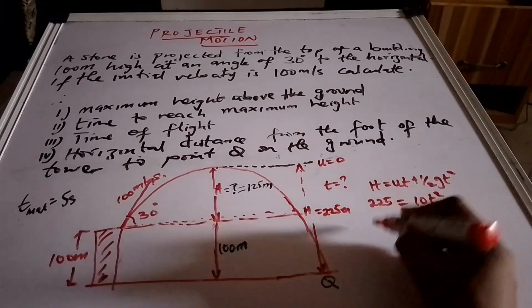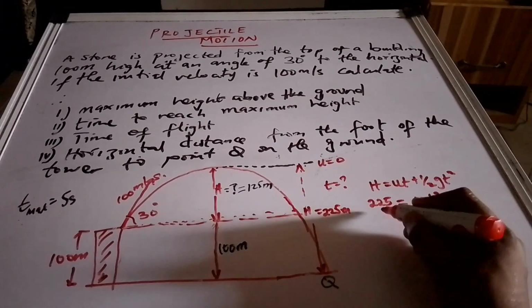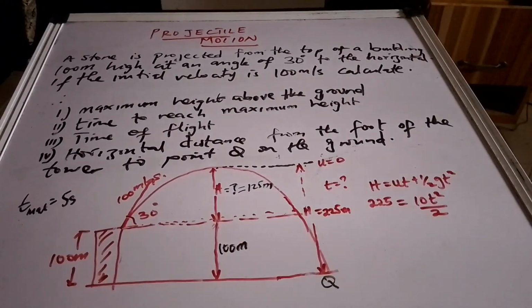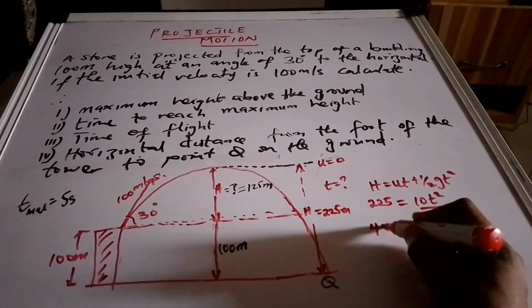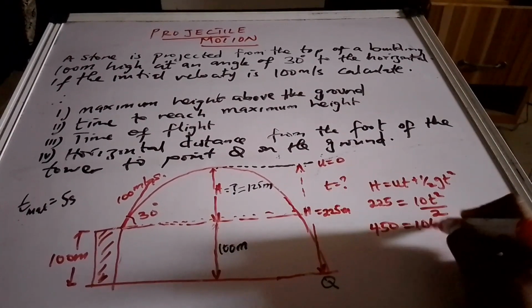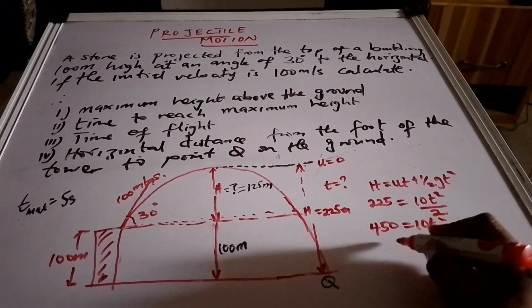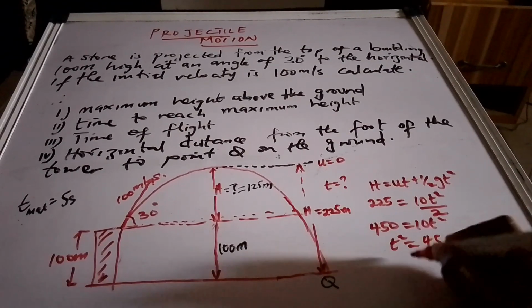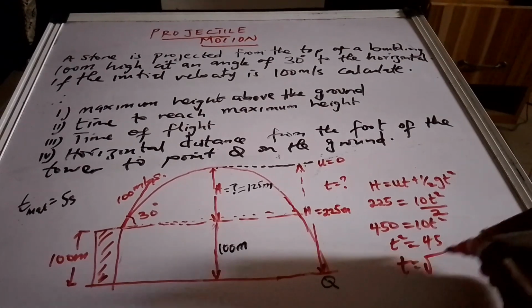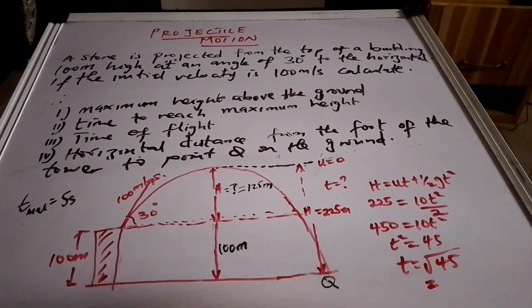After that, let's cross multiply here. When I cross multiply, this is going to be 450 equals 10 t square. So divide both sides by 10. Then t square equals 45. So t is going to be the square root of 45. And what is the square root of 45?